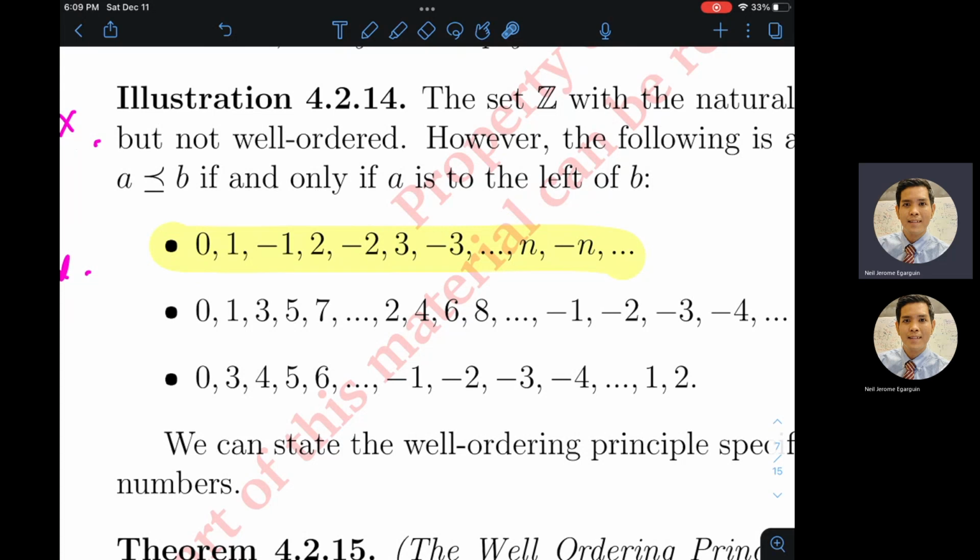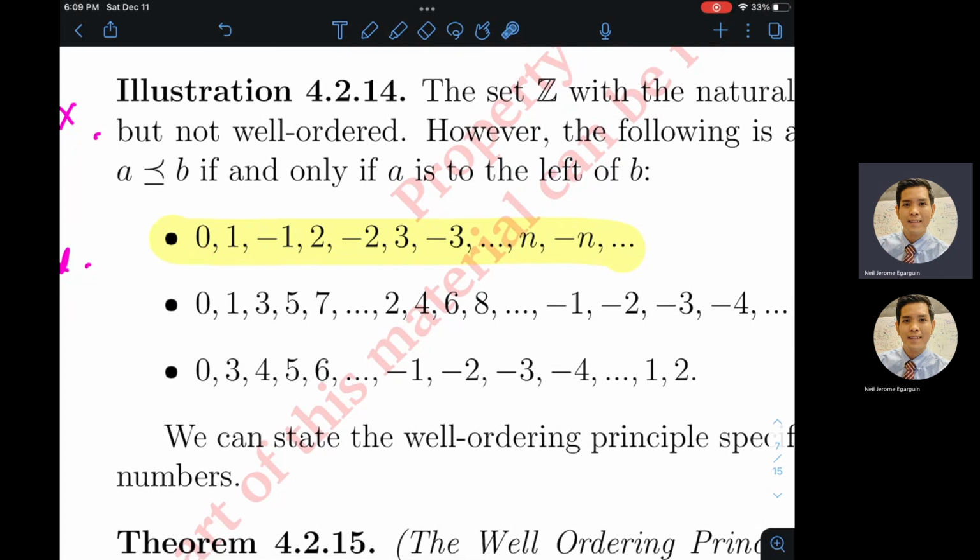Alright? By the way, siguro explain ko yung process dito. Nagsimula siya kay 0, tapos sumunod siya kay 1, tapos in-insert niya si negative 1. Tapos nilagay niya si 2, in-insert niya si negative 2. Tapos si 3, in-insert niya si negative 3.